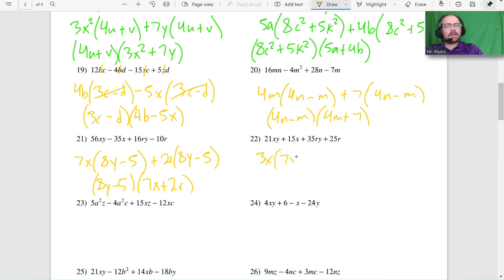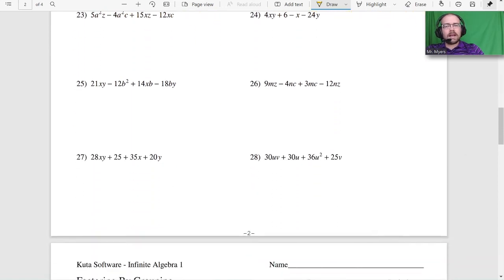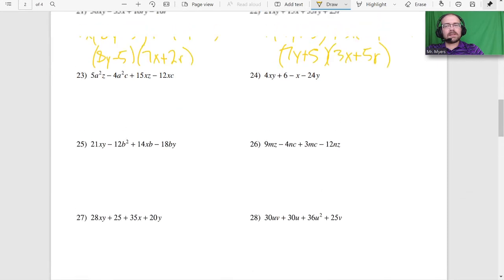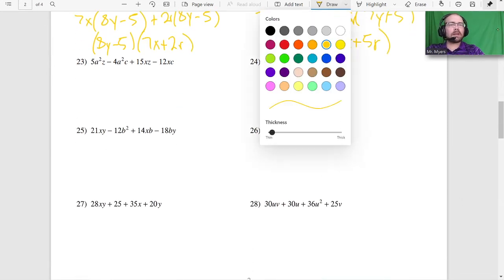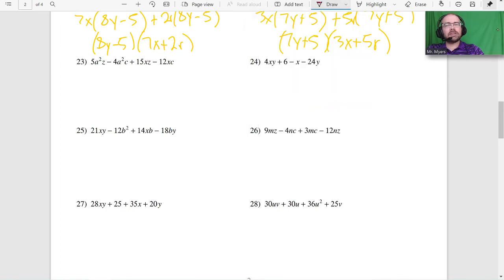3x, 7y plus 5. That's going to be a 5. 7y plus 5, 7y plus 5. 3x plus 5r. All right, good to go. We are on the last few here. We have 6 more. Let's see, what color should I do? Let's do like a magenta here. Maybe we'll just stick with that for the last 6. What do you think? Let's do it.